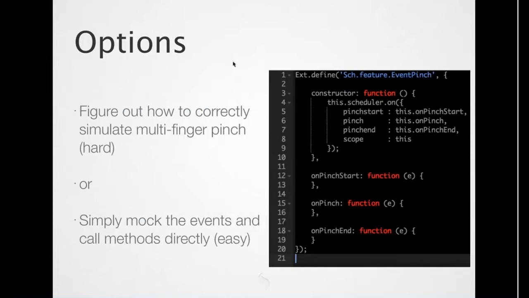So looking at this code, we realized that we could actually mock the event object, call each of those three methods, and pass in the relevant touches, and have 100% code coverage of this feature class without having to involve any event simulation. So that was a lot shorter road to success than having to implement multi-finger pinch simulation, which would have been really, really hard.